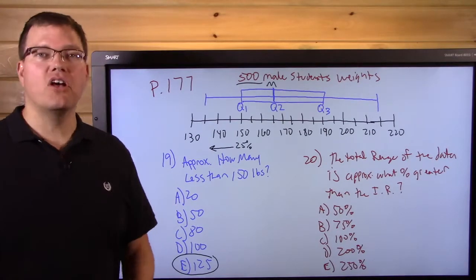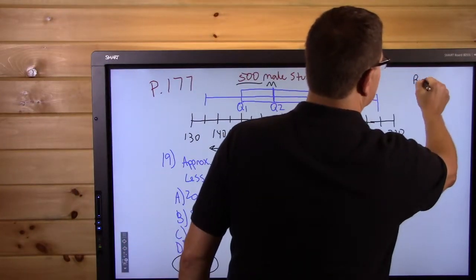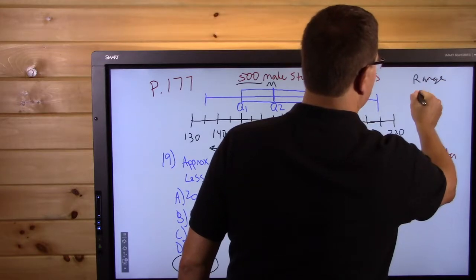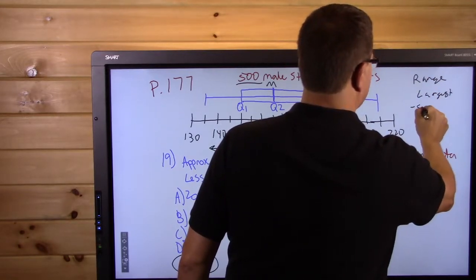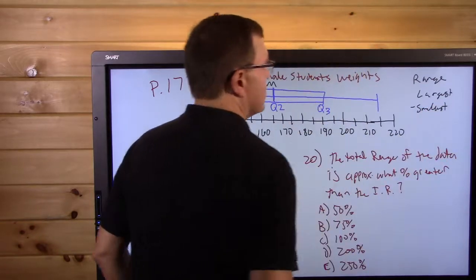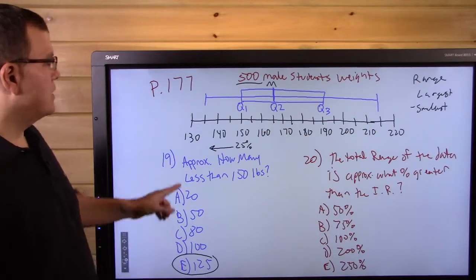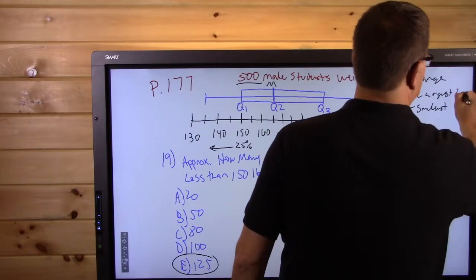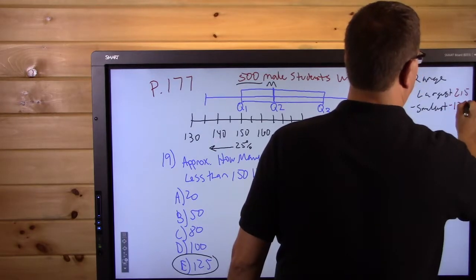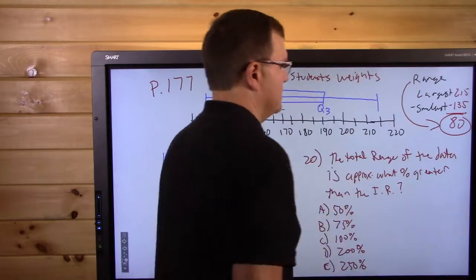Okay, so now that you've solved it, let's get the total range. The range is going to be the largest minus the smallest. So the range here is going to be a high of 215, and a low of 135. You see exactly where those go. So it's going to be 215 minus 135. That's going to be 80. So the range is going to be 80.